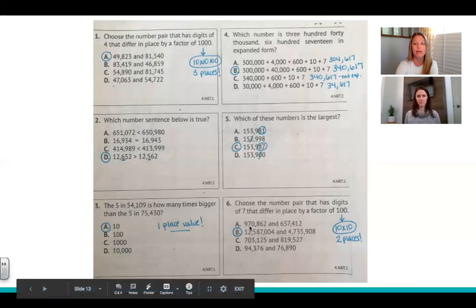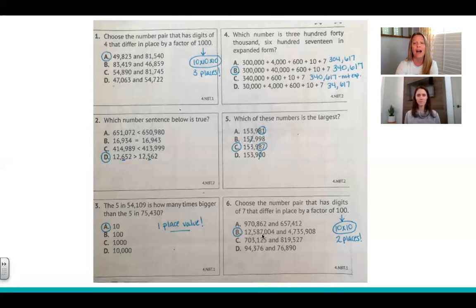So like Mrs. Moore said, we should underline these 7s so that we can see them a little bit better, or highlight them. That's almost even better. In B, you can see that this 7 is sitting in the thousands place. This 7 is sitting in the 100,000s place. And so that is 2 jumps away from the thousands place. So that's why B is the right answer.